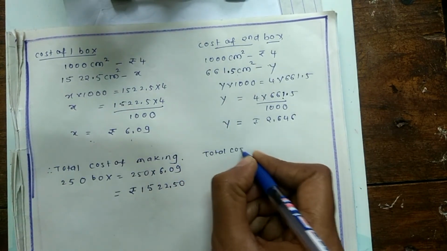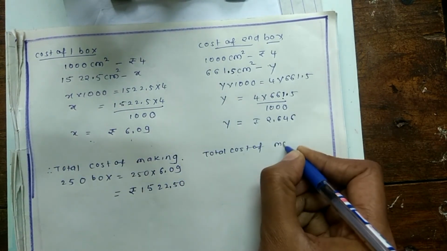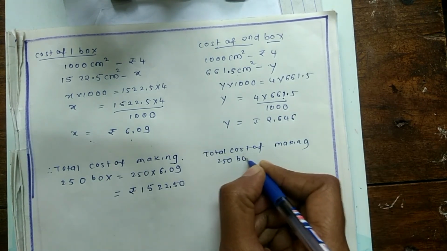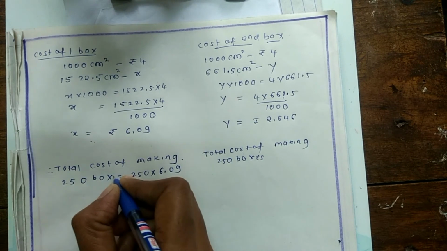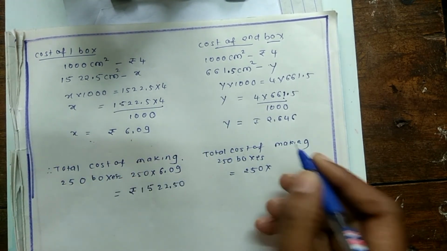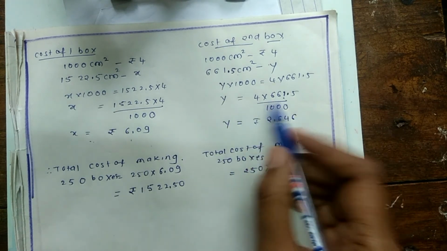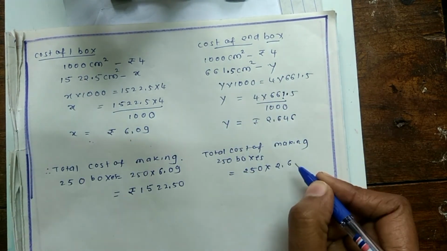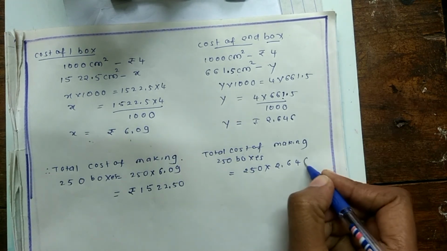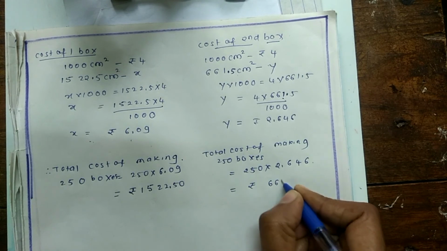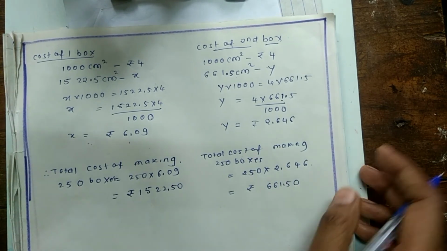Similarly, find here the total cost of making 250 boxes. So you need 250 boxes, then multiply the cost of one box. To make such a kind of one box, the cost is 2.646. So you'll get the answer as rupees 661.50.